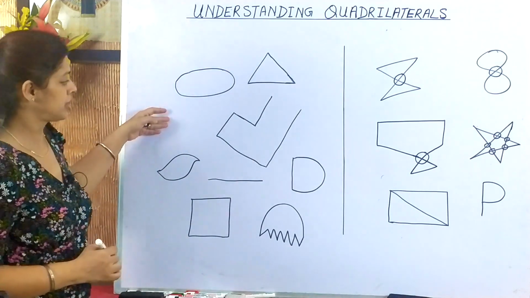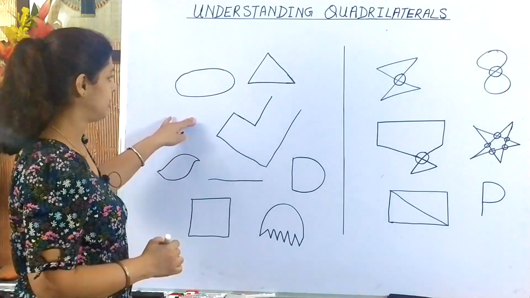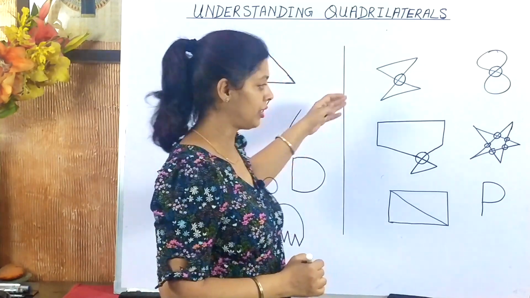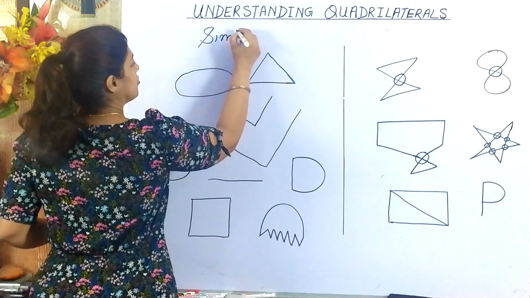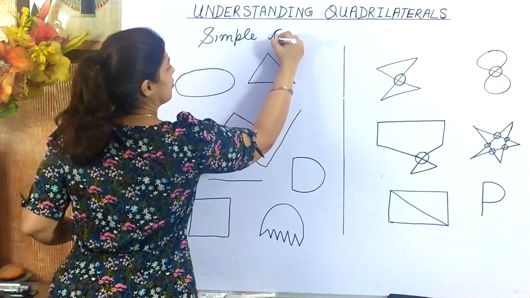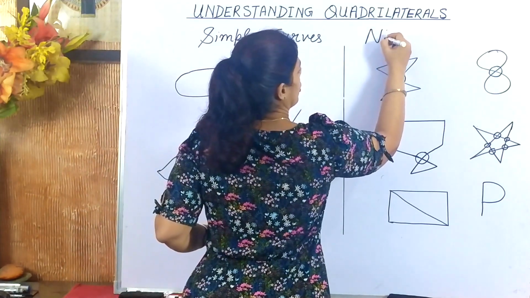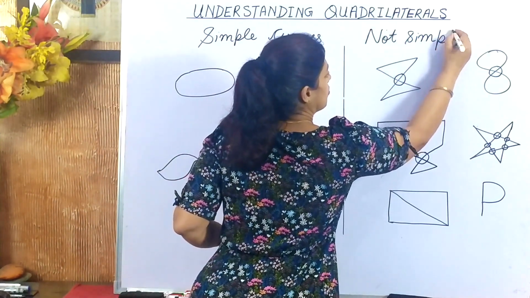So such curves which do not cross themselves are called simple curves. And the curves which cross themselves are called not simple curves. So I can say that these are simple curves, and these are not simple curves.